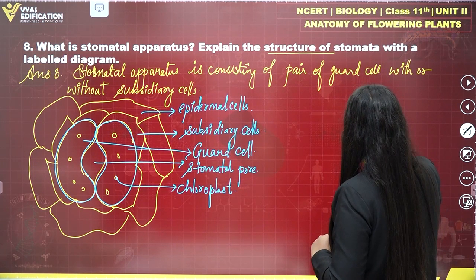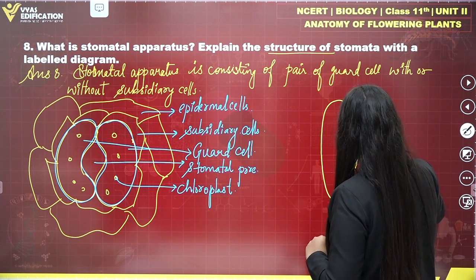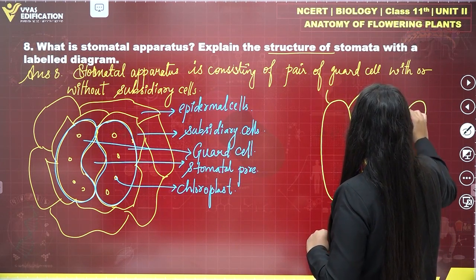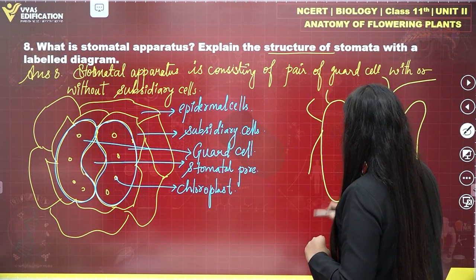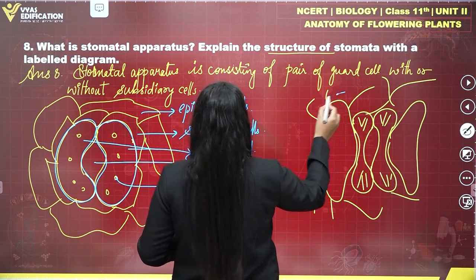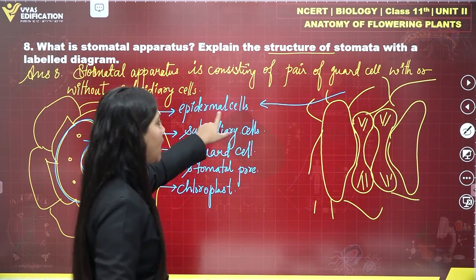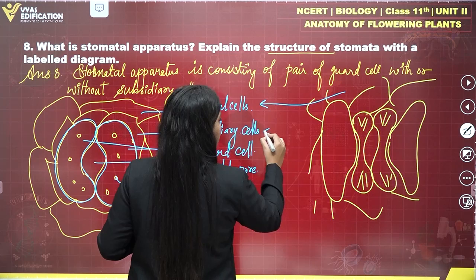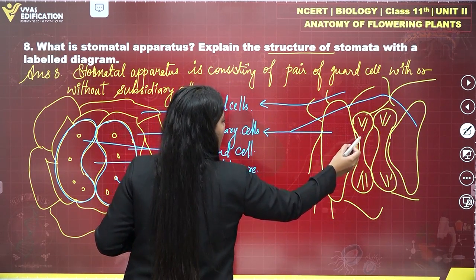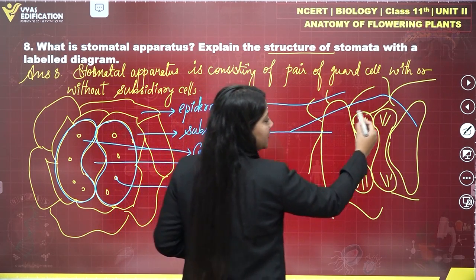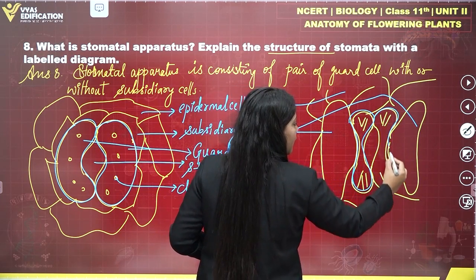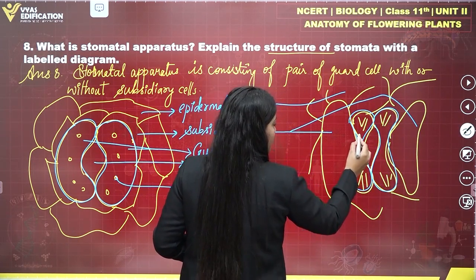Right. Then here they are also having subsidiary cells, and these are epidermal cells. These are epidermal cells. So let's write it. These are epidermal cells. Then these are subsidiary cells. These two are subsidiary cells. These two are dumbbell shaped, as you can see. Dumbbell shaped guard cells are present in grasses.